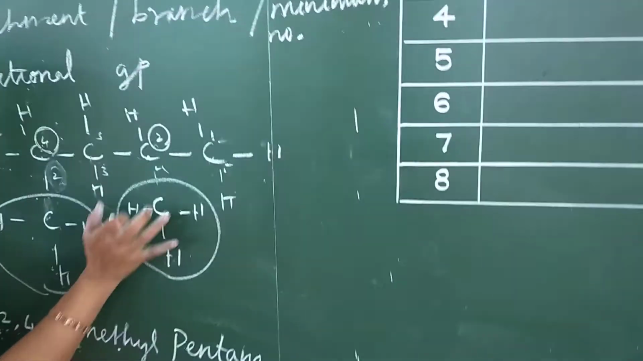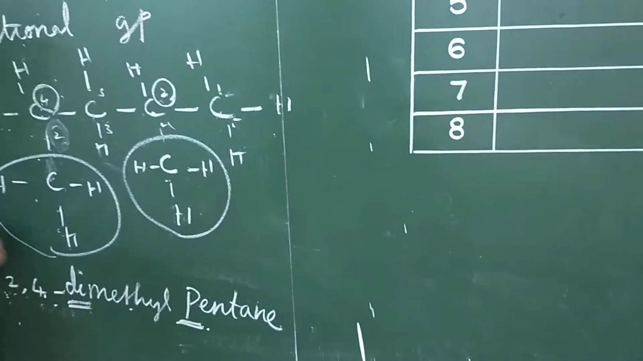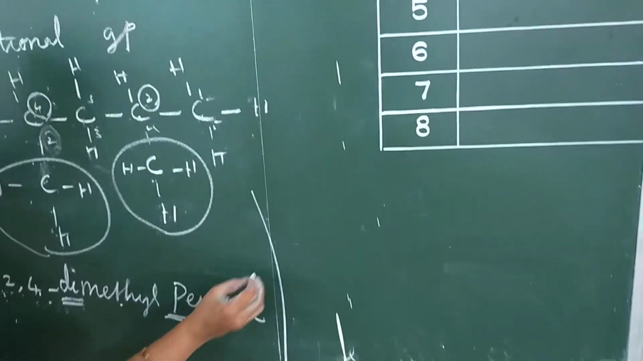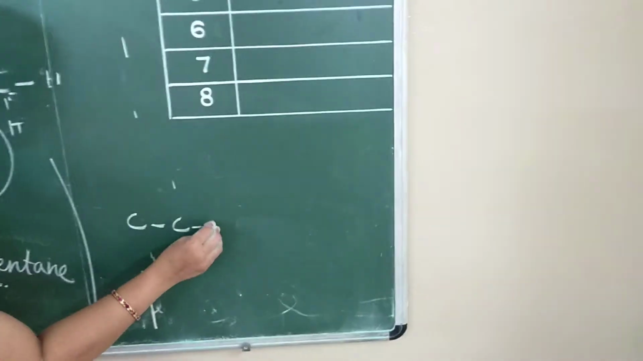And suppose you have removed this attachment group and added it in a straight line. How to name it? The compound, all the carbon atoms are there in a straight line.